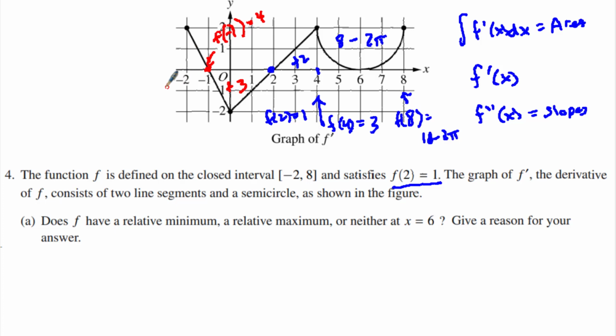And then we can also know where we are at f of negative 2. For f of negative 2, the area of this triangle is 1 times 2 is 2, divided by 2 is 1. So that's a negative 1, so that's at 3.